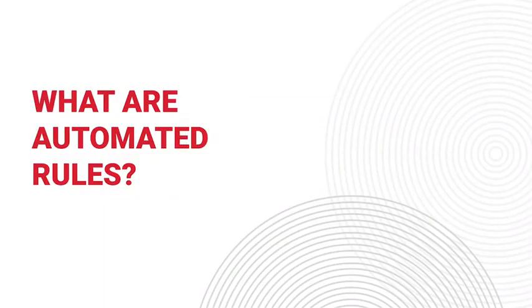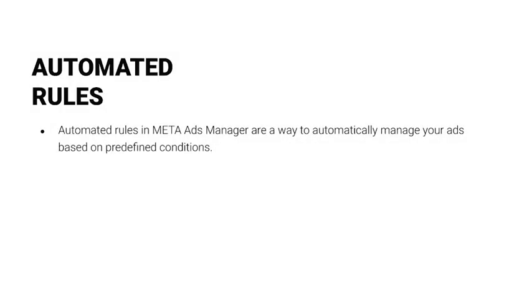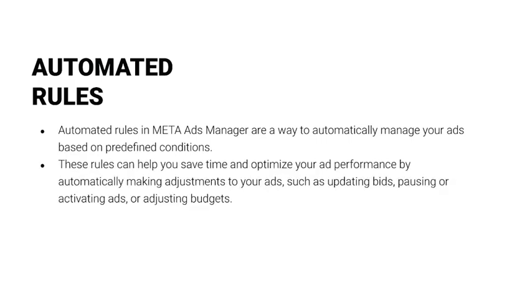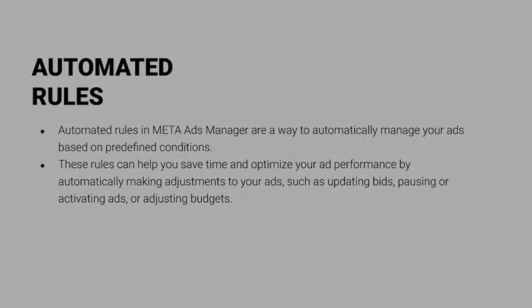So what are automated rules? Well, automated rules inside Meta's Ad Manager is a way to automatically manage your ads based on predefined conditions. And these rules can help you save time and optimize your ad performance by automatically making adjustments to your ads, such as updating bids, pausing or activating ads, or just adjusting budgets.